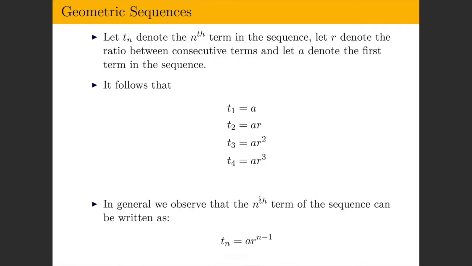In general, we notice this pattern: the nth term in the sequence is the initial term A multiplied by r to the power of n minus 1. For example, let's take T4. You'll notice here we've got an n of 4, and here we've got a power of 3, which is equal to 4 minus 1.